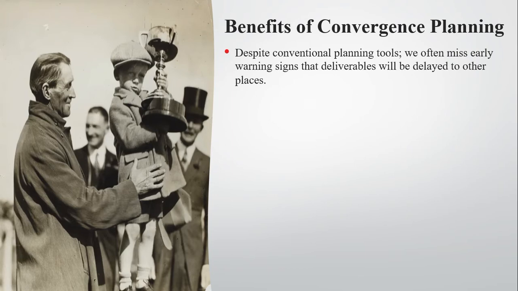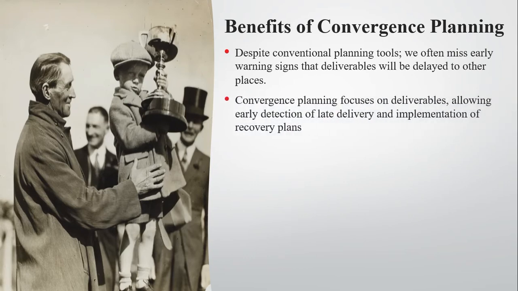I'm not saying the plan doesn't, but this is sort of a lower tier element that allows people to understand where they are at any one point in time. Convergence planning focuses on deliverables, allowing early detection of late delivery and implementation of recovery plans. I talked about this earlier on, where I talked about the focus being the deliverables and early detection.